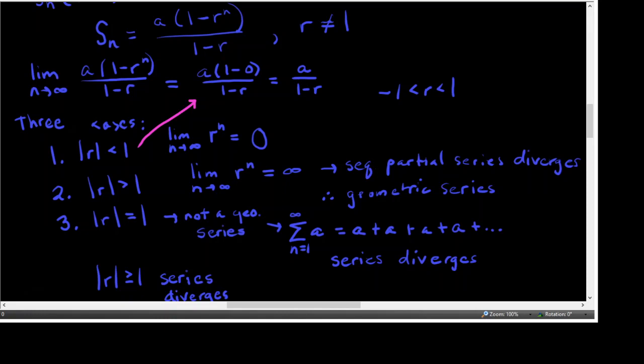And since that's what it converges to, that's the sum of the convergent geometric series. And that's a really important formula for you to realize. If you have a geometric series, and if the absolute value of R is less than 1, then the geometric series will converge to the first term A divided by 1 minus the common ratio R. We've now proven that.